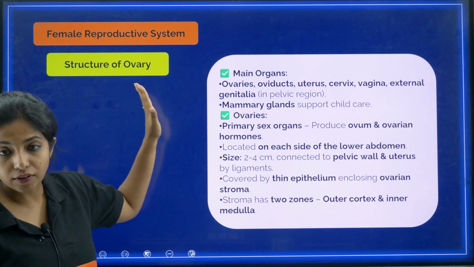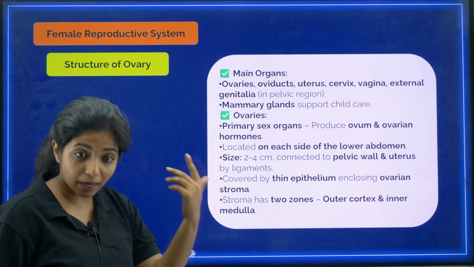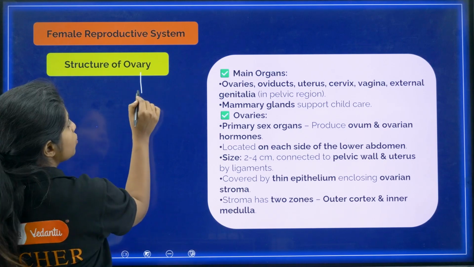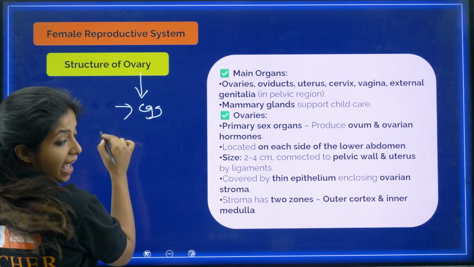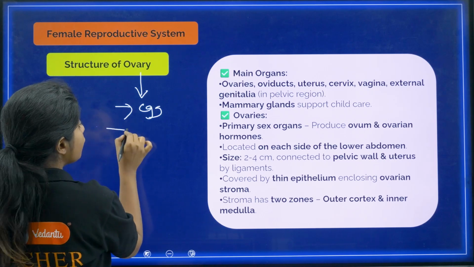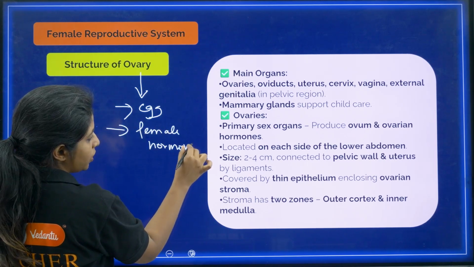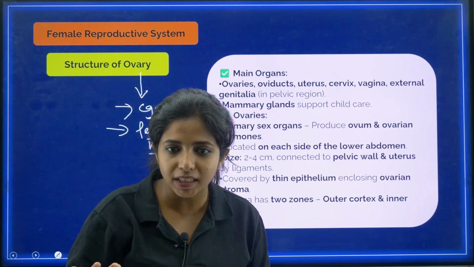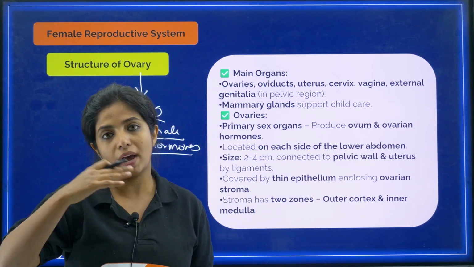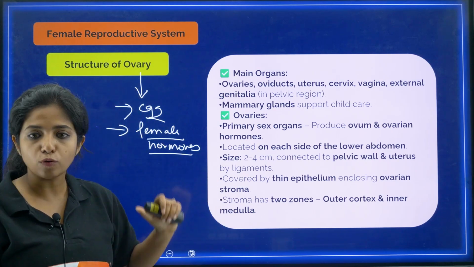Over here, you have the structure of the ovary. The female reproductive system has the primary sex organ, which is the ovary, because the ovary is the place where the egg is made, and that is the female gamete. One more thing happens: the female hormones are also made over here. Similarly, just like the testis. In the testis, in the seminiferous tubules, you had the male gametes, and outside the seminiferous tubules, you had the androgens being made. Similarly, over here also, you have the egg as well as female hormones being made.